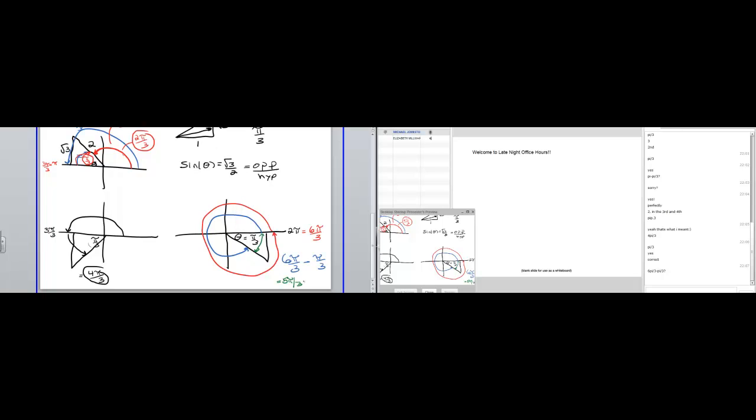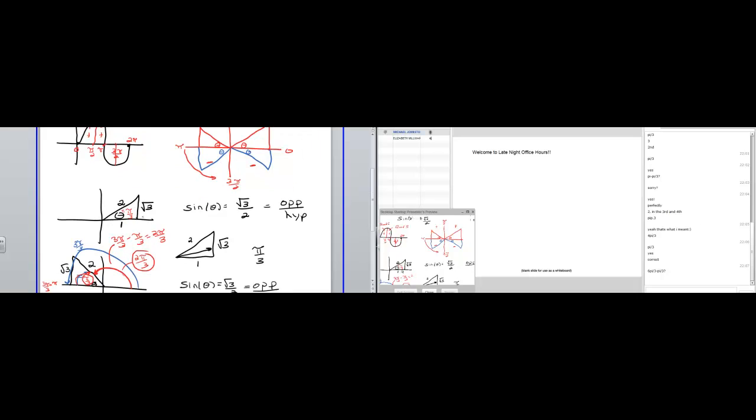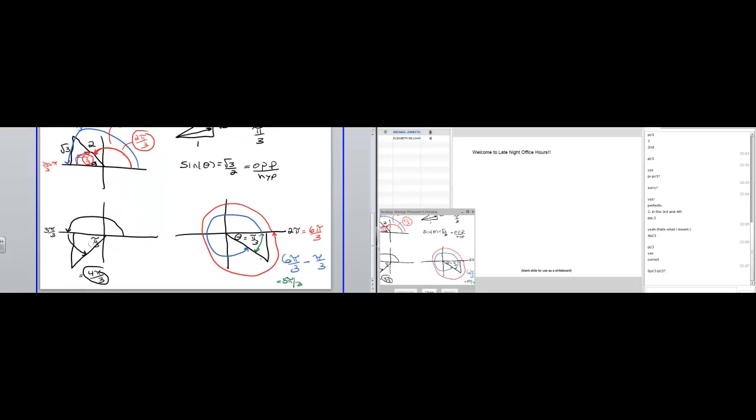So now we have 1, 2, 3, 4 solutions. What I like to do is line them up just to make sure I know what I have, so I don't make any mistakes after all that work. My first angle is pi over 3, then 2 pi over 3, 4 pi over 3, and then 5 pi over 3. So I have my solutions as pi over 3, 2 pi over 3, 4 pi over 3, and 5 pi over 3. That's exactly how we're going to go about doing these problems.